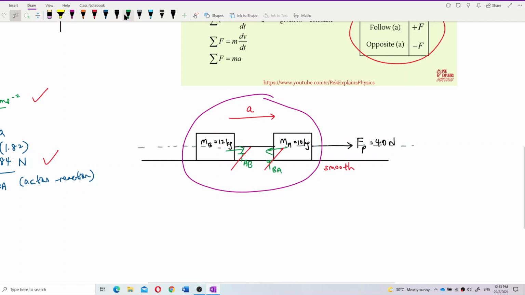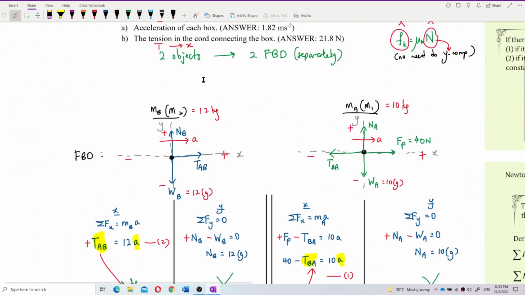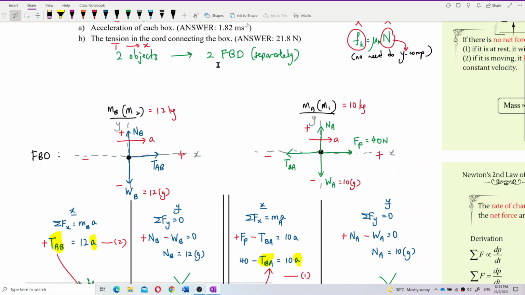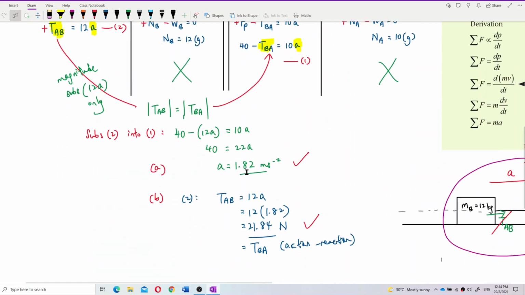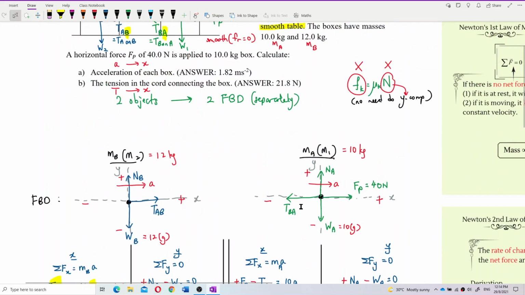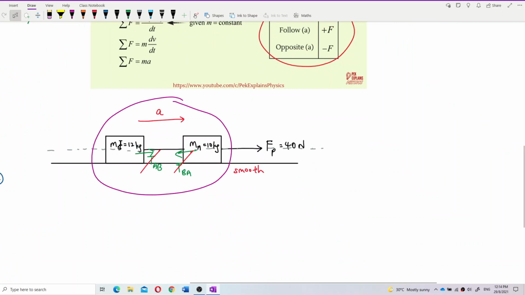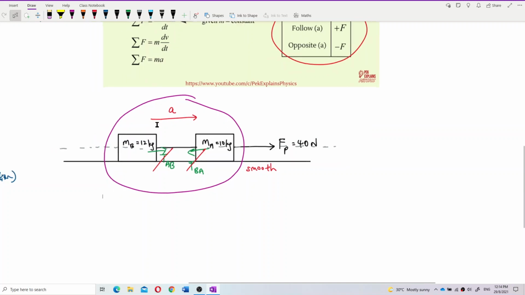So let us do the fast way. If you just want to find the acceleration, you cannot find the tension this way. If you want to find the tension in between the blocks, you need to do two separate free body diagrams. Then you can find the acceleration and also the tension in between. But if you combine both, you can find the acceleration only, in a faster way.